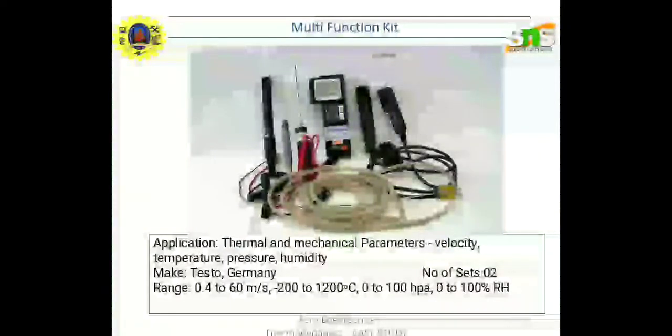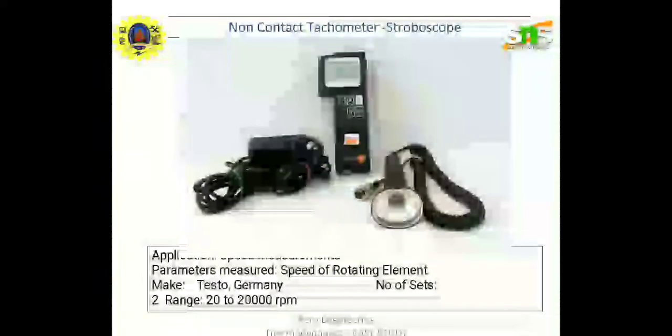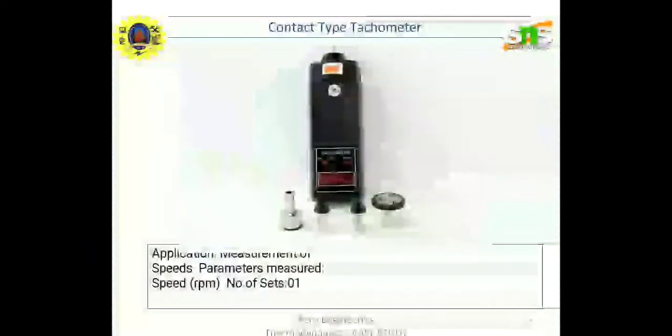It's made in Germany. Temperature, humidity and thermal mechanical properties will be measured from here. The range is 0.4 to 16 meter per second. It's a non-contact tachometer stroboscope. The parameter measured is speed of the rotating element. It's made in Germany. The range is 20 to 20,000 rpm. It's a tachometer, used for measurement of speed, and the number of sets given is 1.